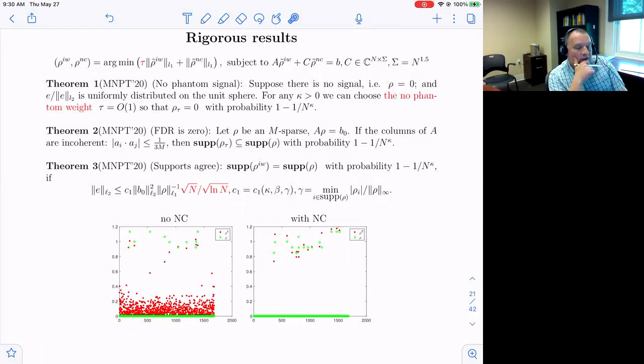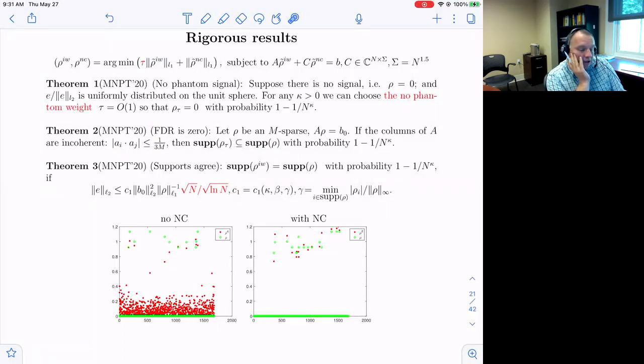The second result says that if, in addition, my matrix A has some sort of incoherence properties, so this is the statement of incoherence, the dot product is small enough, where M is the sparsity, the number of scatterers we anticipate to have. So if the dot product is small enough, then we are guaranteed that the support that we recover is inside the true support. So if you see something, there must be something. We might be missing some of the scatterers, but we never make any false discoveries in this construction, provided, as I said, the columns of A are incoherent.